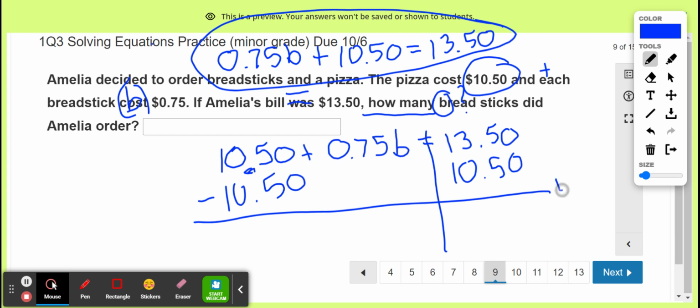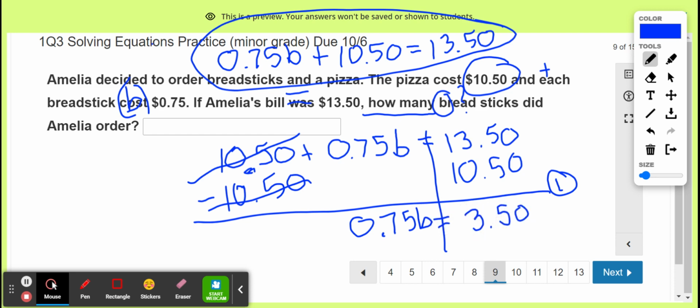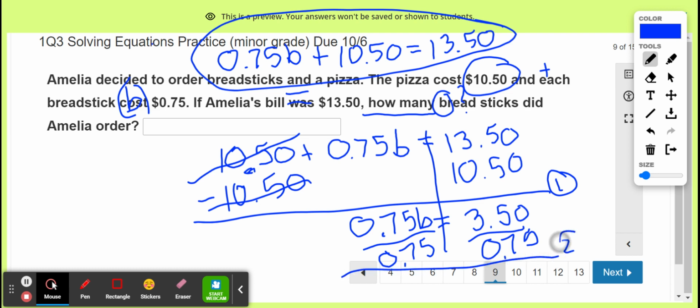that's step 1 to solve. Remove the breadstick cost from the equation. So now we just have the breadsticks times 75 equals 350. So 350 is a total for the breadsticks. Now we divide by 75 to find how many breadsticks there are. That's a 2-step equation to solve. So B equals $3.50 divided by 75.